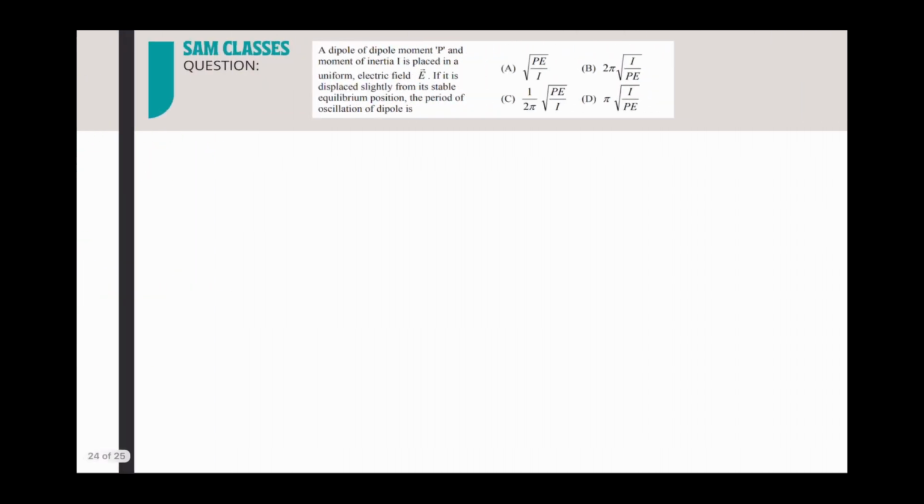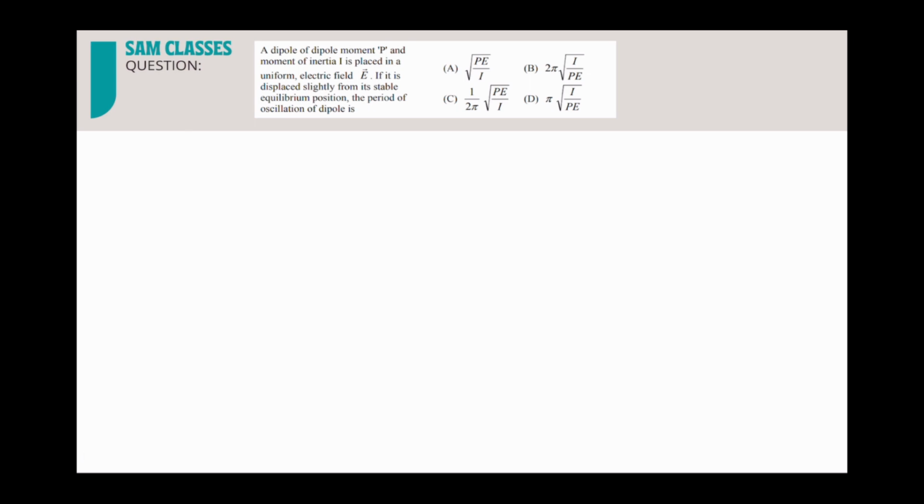Okay. Let's see the next question. Now, in this question, you have to understand a bit. It's a good question, student. A dipole of dipole moment P and moment of inertia I is placed in a uniform electric field. So you have placed a dipole having dipole moment P and moment of inertia I in a uniform electric field. If it is displaced slightly, so this is a uniform electric field and you placed a dipole here. After placing the dipole, you displaced it slightly. Now they're telling that the moment you displace it, it tries to oscillate. In that case, what is the time period?